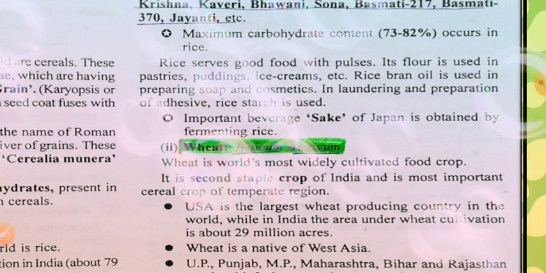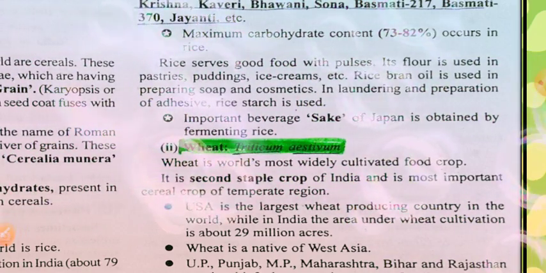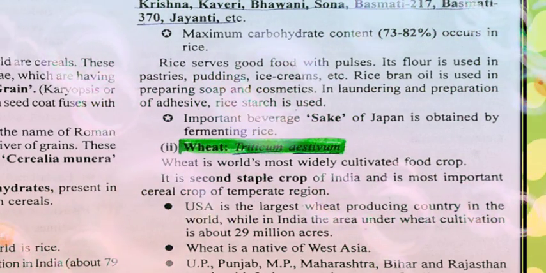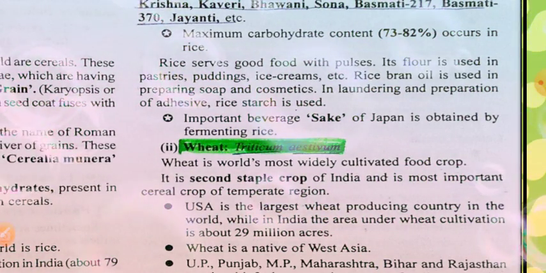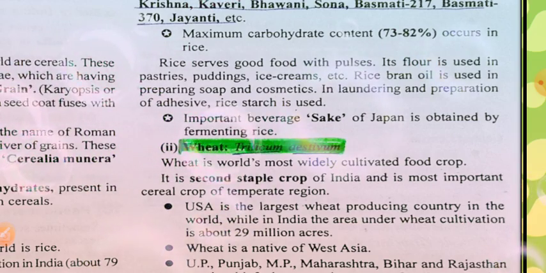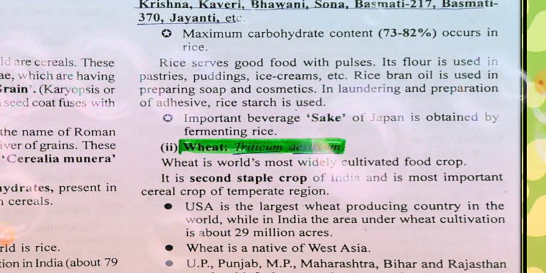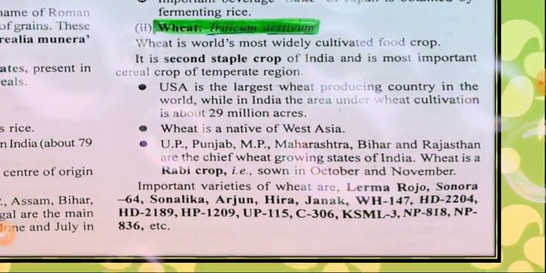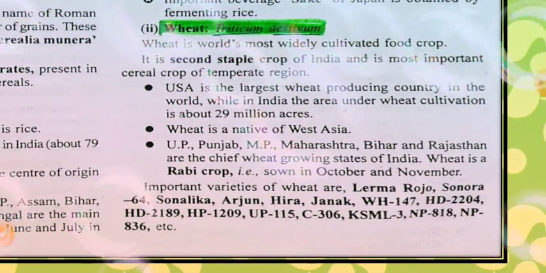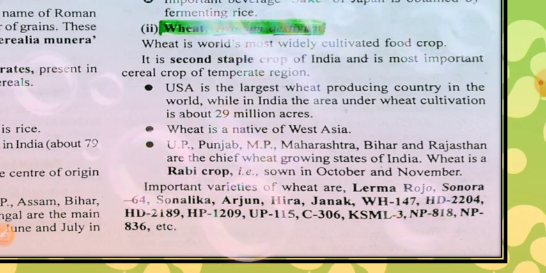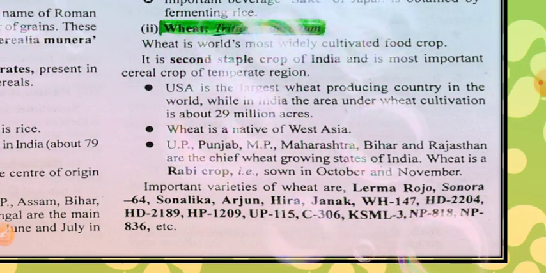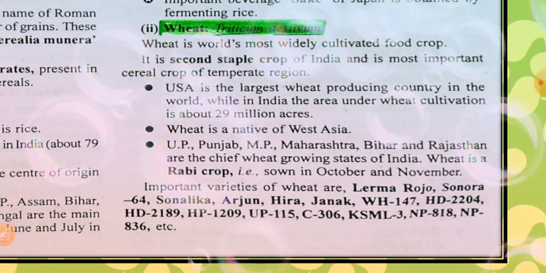So these are about rice, its common name, the different types or varieties of rice, the carbohydrate content of 73 to 82%, and the uses of rice. So let's come to wheat. Triticum aestivum. Its common name is wheat, and normally we just call it gehu. Its botanical name is Triticum aestivum.